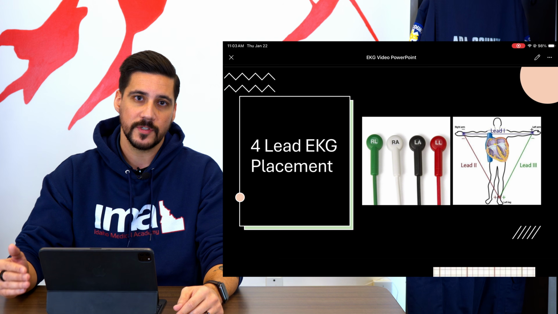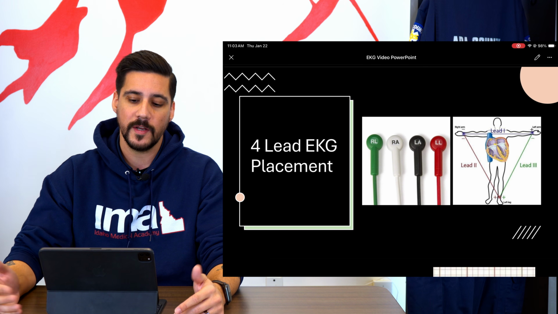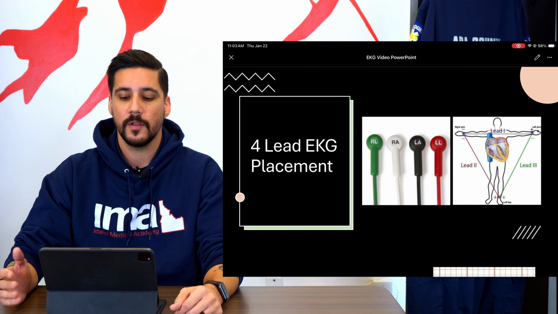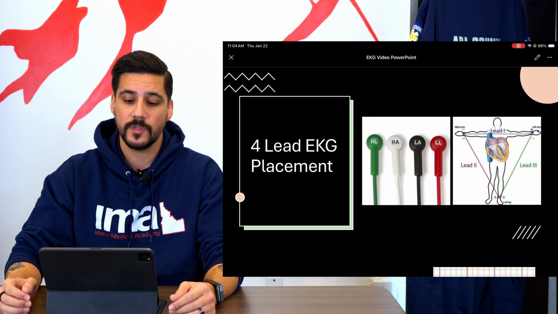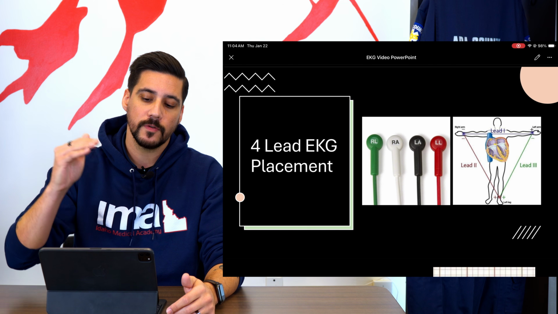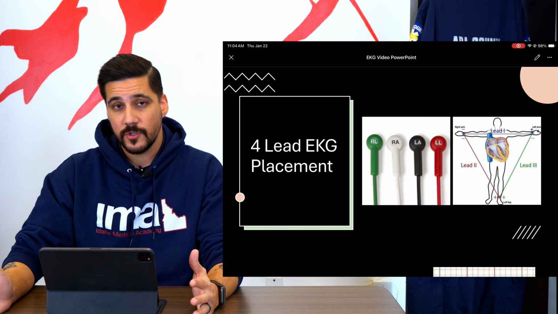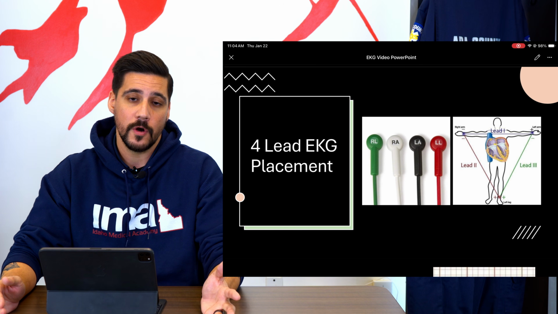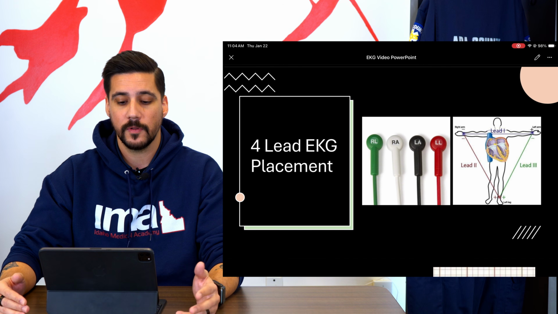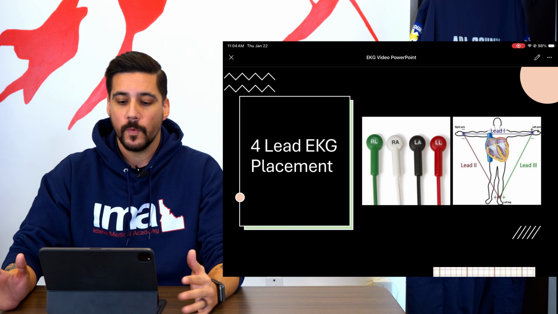Now you'll also notice that they're color-coded. The right leg is green, right arm is white, left arm is black, left leg is red. A very common mnemonic that a lot of people will use is clouds over grass, smoke over fire. Based on just the letters, you should have an inkling of where they should go, right? LA is going to be the left arm, RA is going to be the right arm, right leg, left leg.